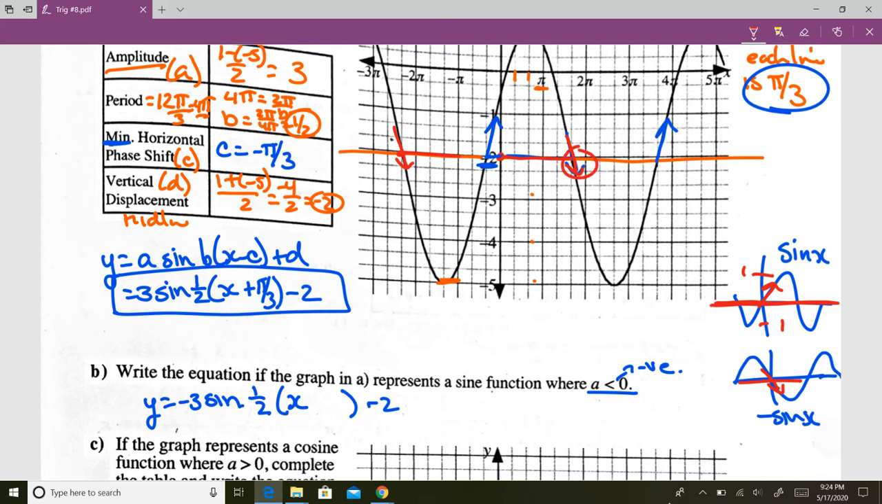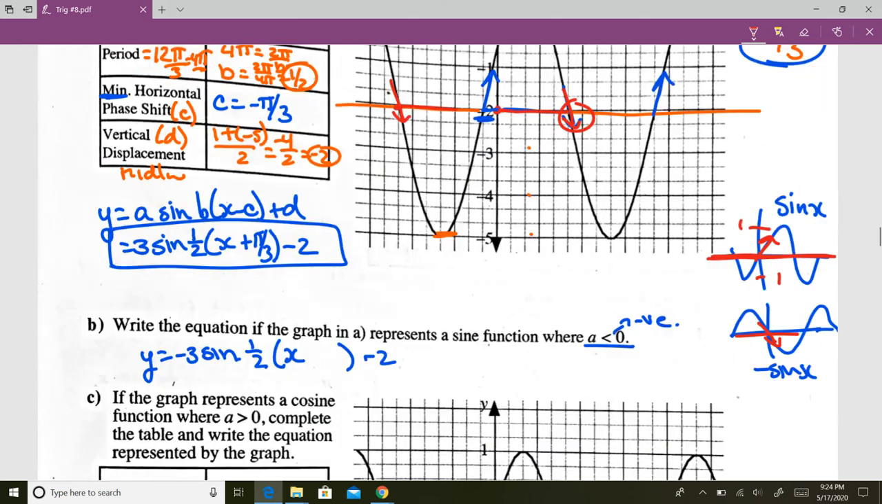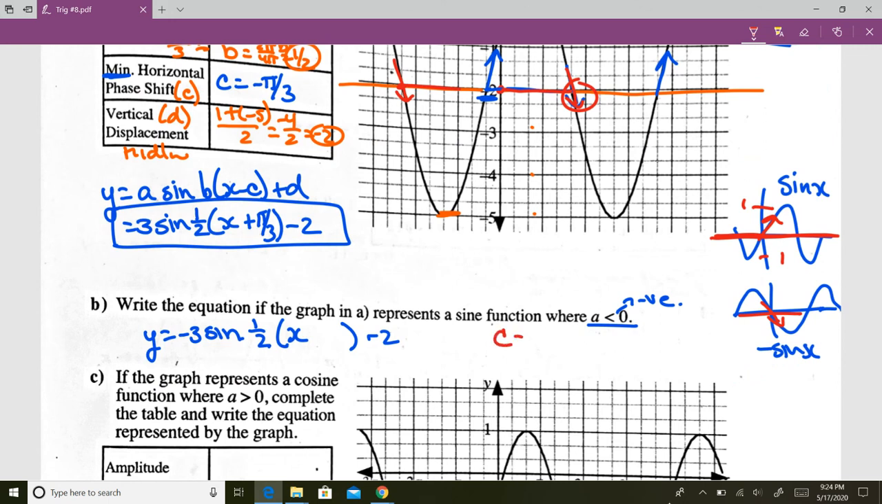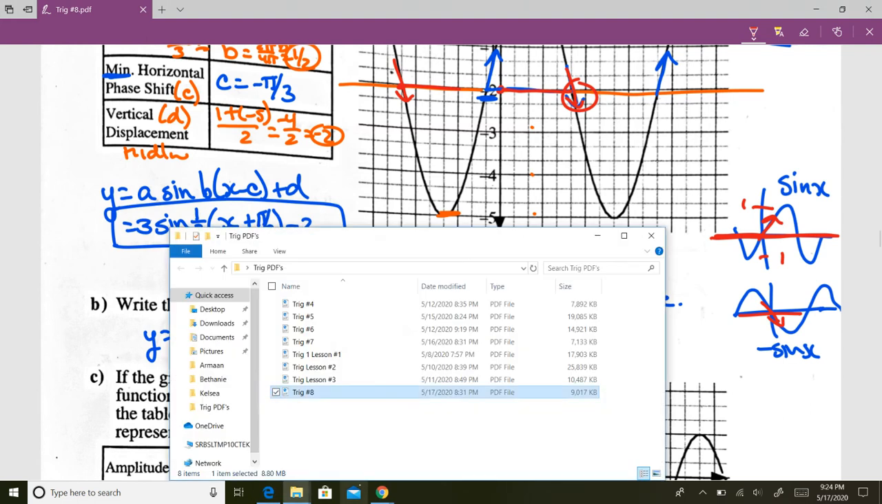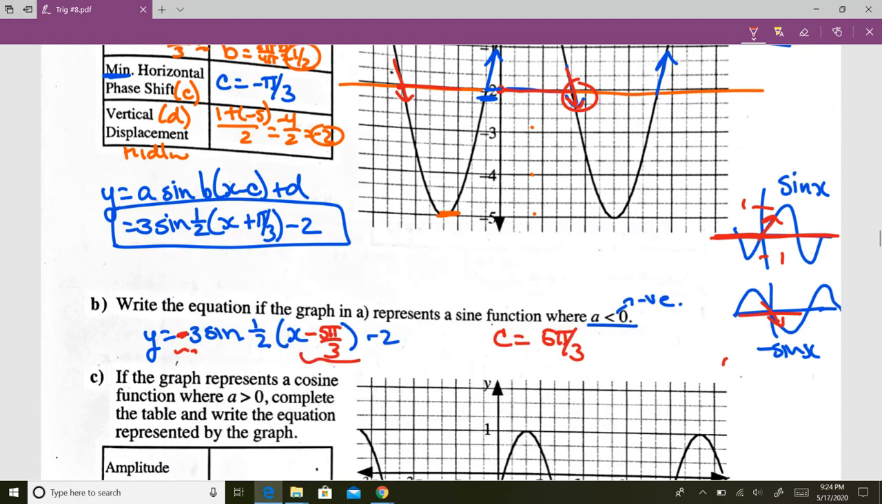How many lines to it? 1, 2, 3, 4, 5. And each line is pi over 3. So the c value for this one will be 5 pi over 3. And we went to the right. So it's minus 5 pi over 3. The only two things that change when you make a negative are the a value, negative, and the c value. Whoops. The c value switches as well.